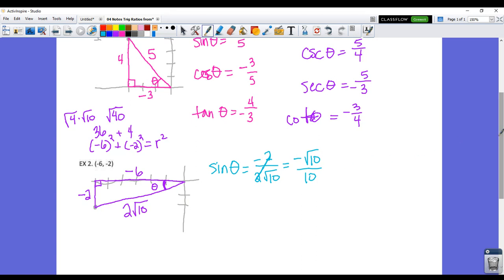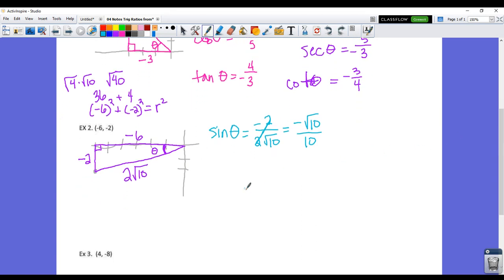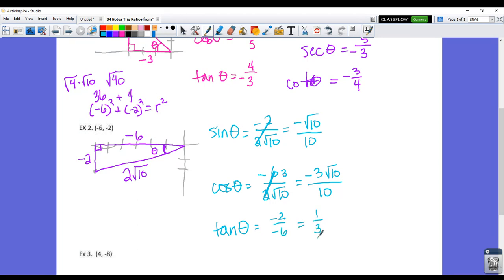So negative root 10 over 10. Okay, the cosine is similar. It's a negative 6 over 2 roots of 10. So we simplify first to make this a 3. So negative 3 root 10 over 10. And then the tangent is negative 2 over negative 6, which is positive 1/3.